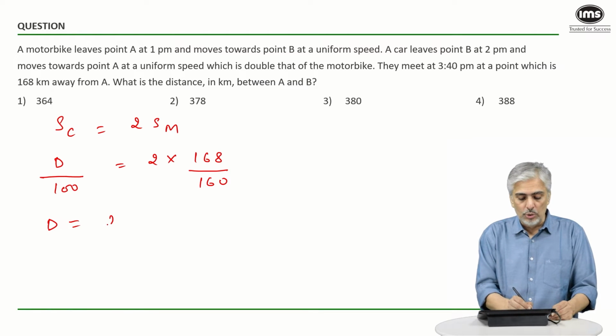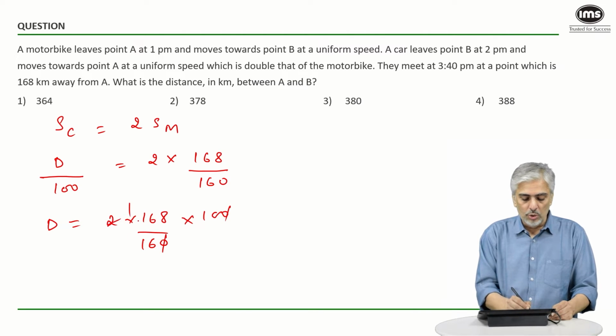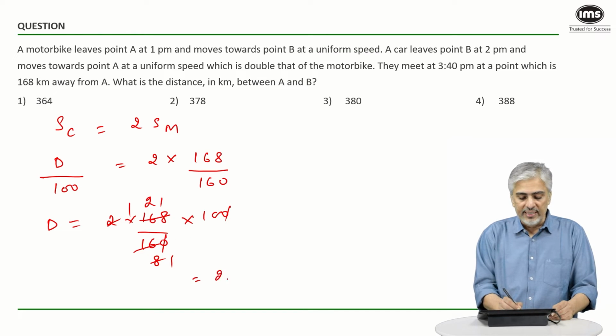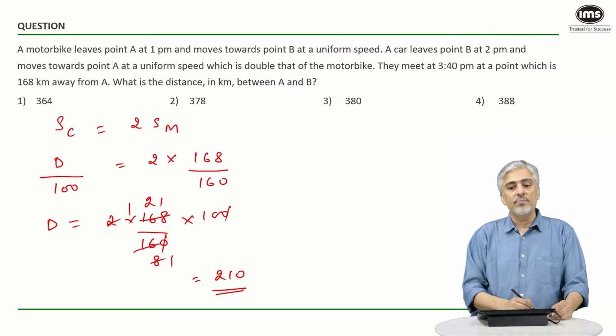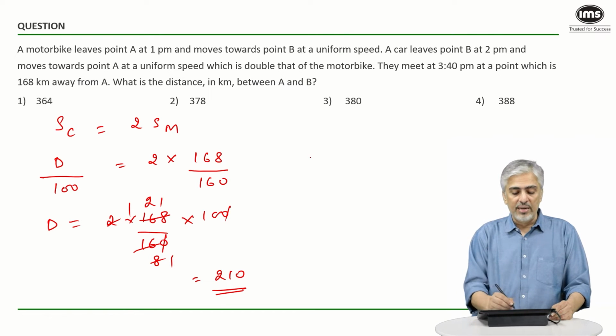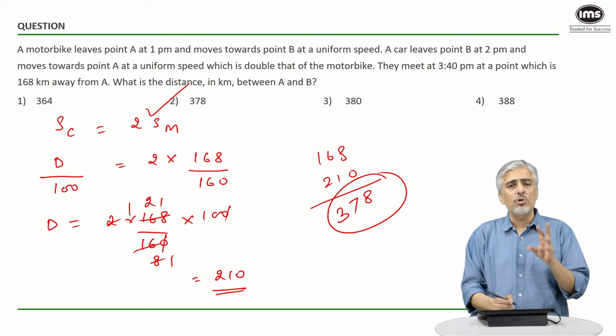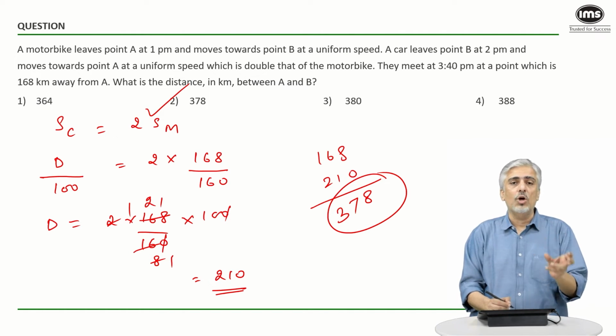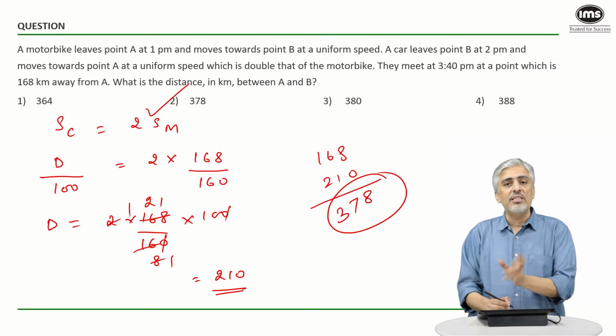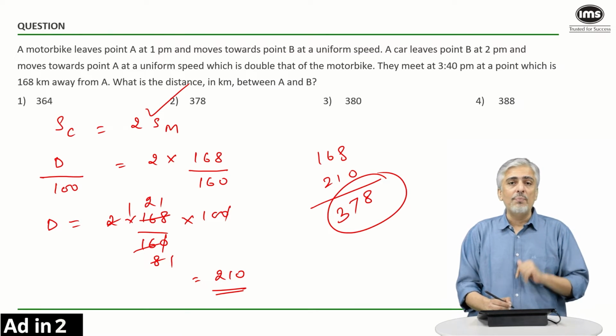So D will become equal to 2 into 168 upon 160 into 100. That 0 cuts out. 2 1s are 2, 8 1s are 8, 2 2s are 4. 210 is the distance covered by the car, and hence the distance between A and B is nothing but 168 plus 210, making it 378, which is the second option. Very straightforward approach. We just simply used the logic that the speed of the car was double the speed of the motorbike. Let's look at one more approach for this.